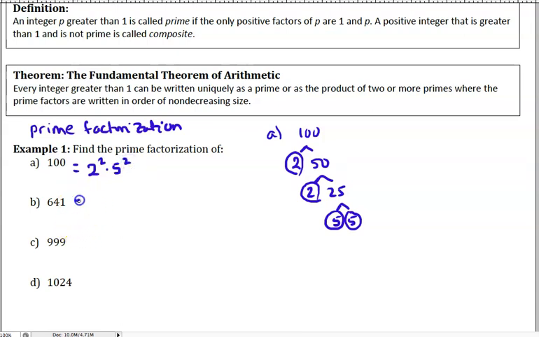Let's look at 641. 641 doesn't divide by 2. This is when divisibility rules are useful. If it's even, it divides by 2. If I add all the digits, I get 11. If you add all the digits and the sum divides by 3, then the whole thing divides by 3. If the sum is 9, then the whole thing divides by 9. That's not the case here.